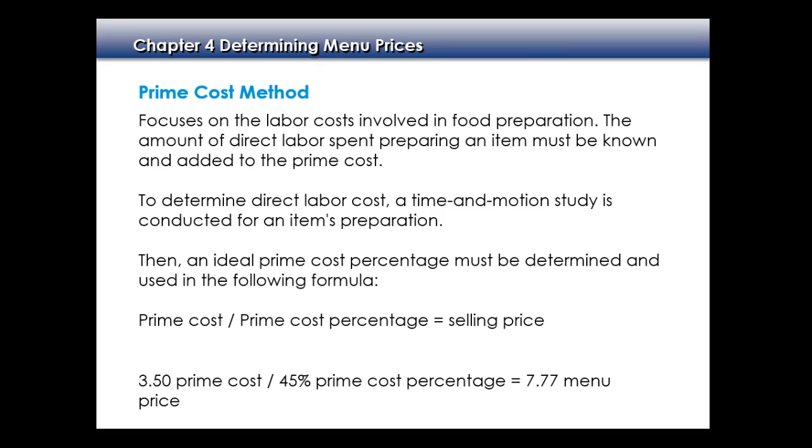So let's say the prime cost for this item is $3.50. Excuse me, so the $3.50 prime cost divided by that 45% prime cost percentage, pretty low in this restaurant, will give you a total of $7.77 for a menu price.